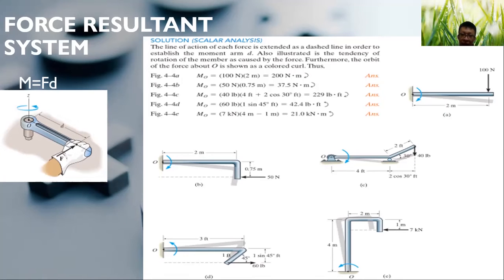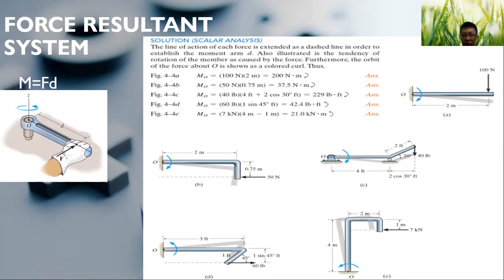So if you look at the example on the right side, question 4-4.4a, MO equals to 100 Newton times 2 meter, and for M equals to Fd to work, right? For this formula to work, F and D must be 90 degrees to each other. If they are not 90 degrees to each other, it won't work. We cannot use this formula anymore. So MO equals 100 Newton times 2 meters. You can see that it's 90 degrees.